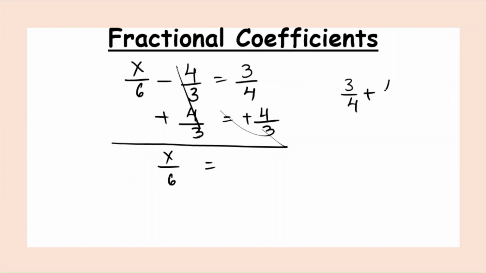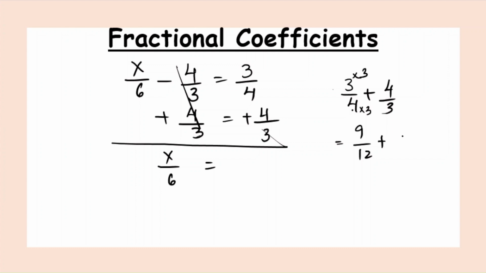3/4 plus 4/3. Now I will use the knowledge of fractions to add them. Do they have the same denominator? No. What is the common denominator or the common multiple of 4 and 3? It's 12. So let's make them 12. How will I make this 4 into 12? By 3. But if I am multiplying the denominator by 3, I will multiply the numerator by 3. So 3 times 3 is 9 twelfths.